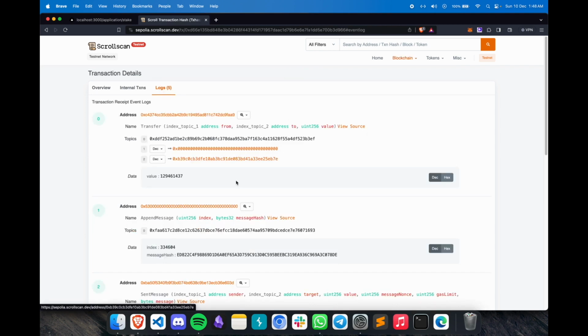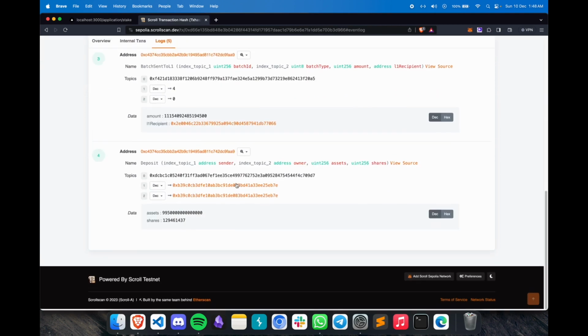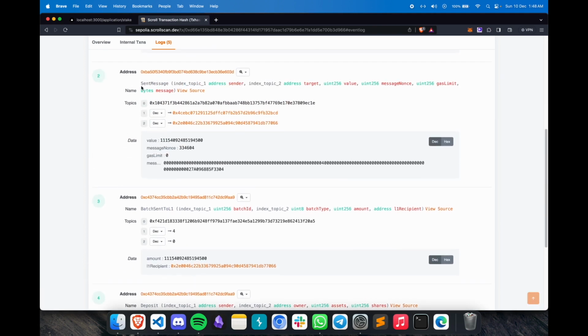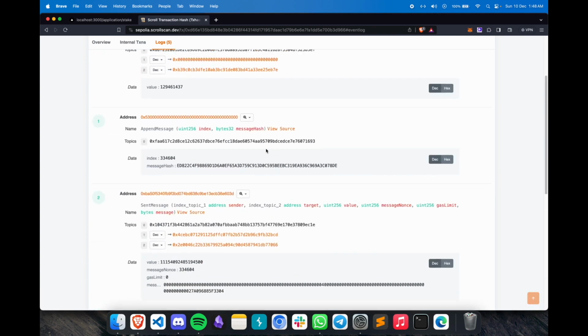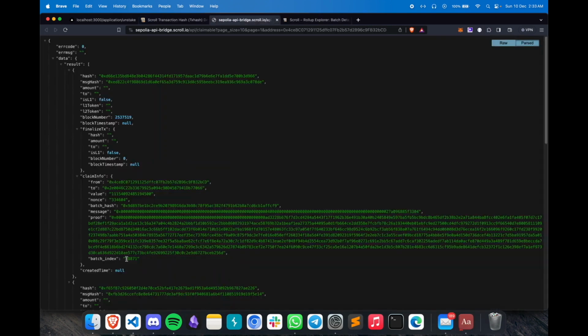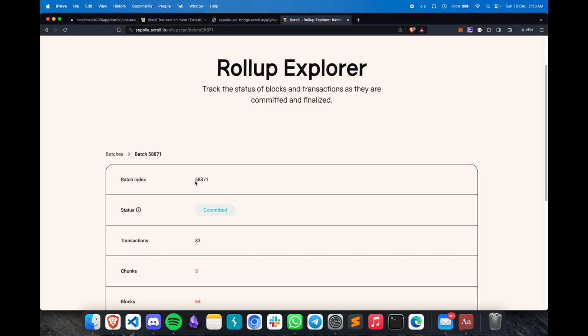Now we'll see the logs which represent that yes, the batch was ultimately staked. So this was the deposit event, then the batch was sent to L1, then the message was sent to L1 for all the process that happened. The message was appended, and now we'll see that our transaction was given the batch index of 58871, and the batch is in 3 stages: pre-committed, committed, and finalized. So here we see that 58871 is in the committed stage. After about 3 hours it will be in the finalized stage, and the message will be relayed to Ethereum.